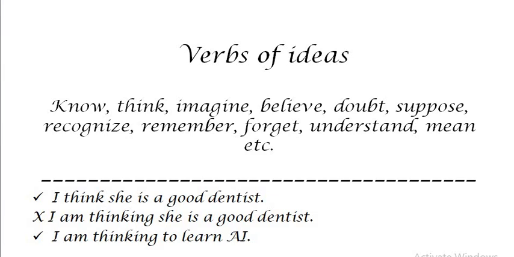So let us see a few examples here. I think she's a good dentist. "I am thinking she's a good dentist" is of course not correct. But if I want to use thinking, then it means that I am considering. I am thinking to learn AI. It means that here I am considering the idea to learn AI. Thinking is not the verb of idea over here; this word thinking means I am considering the idea. So with a changed meaning, we can use the ing form. Otherwise, we should not use this ing form in these non-action verbs.